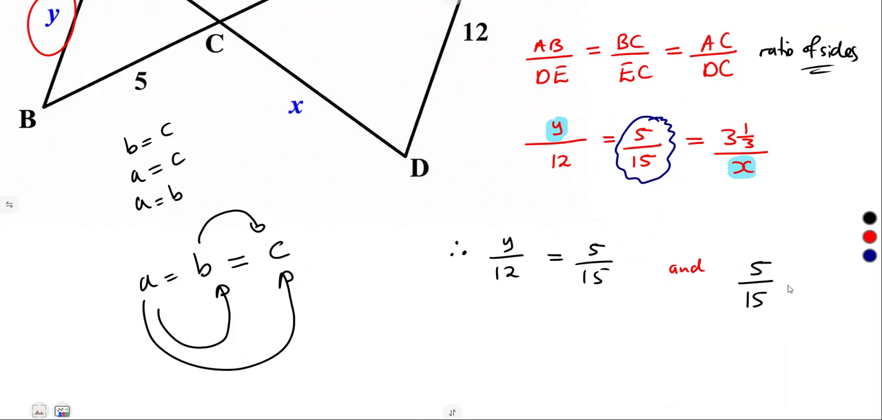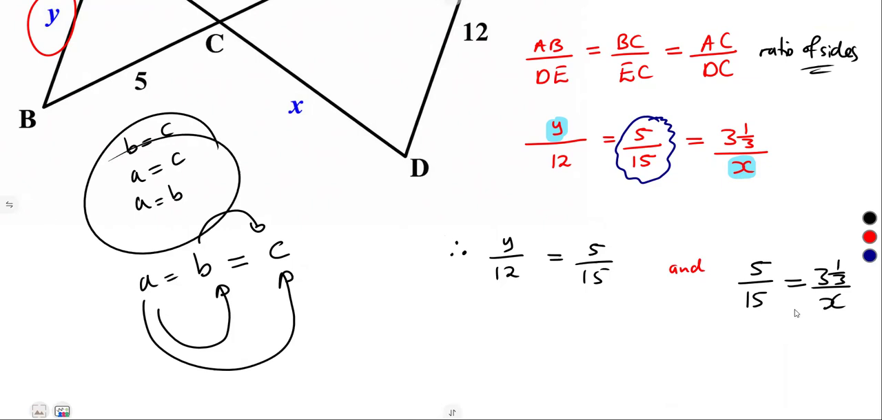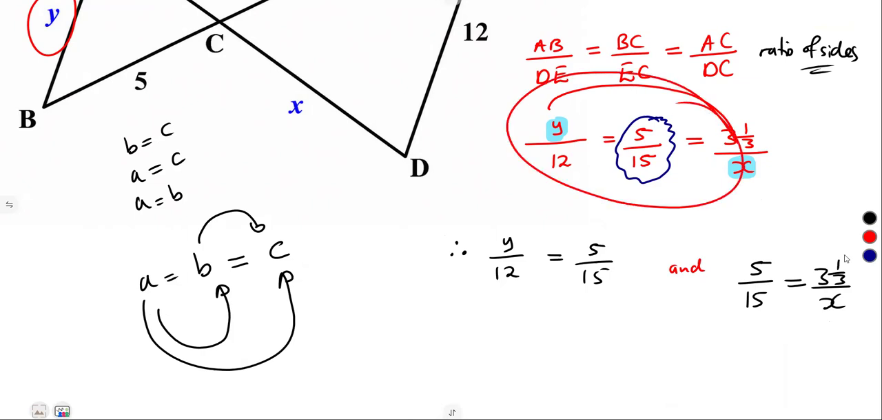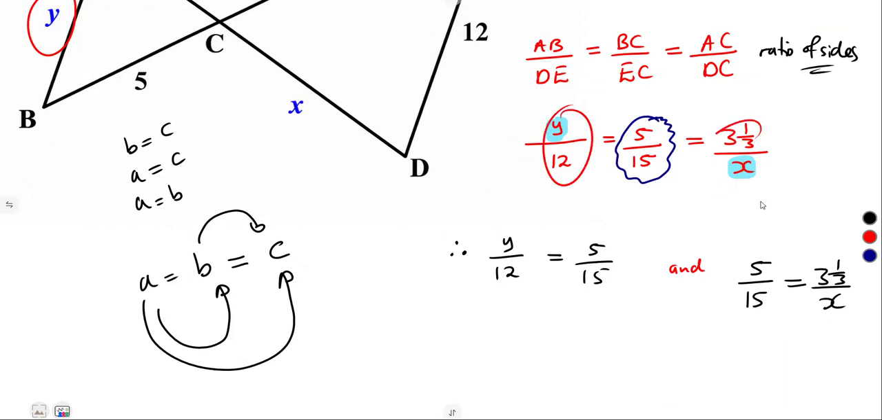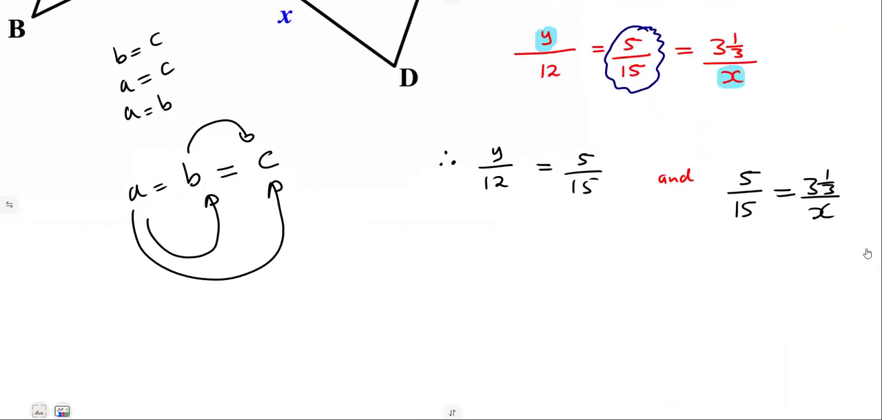So 5 over 15 is the same as 3 1/3 over X. So two equations can be formed from that. You cannot equate the first one to the last one, guys, because we have two unknown values there. It's not going to work to equate those two. So equate the unknown to the one that is known. You are done, so that you can find the value of X and Y from there.